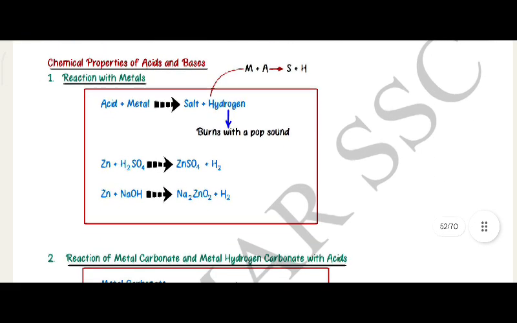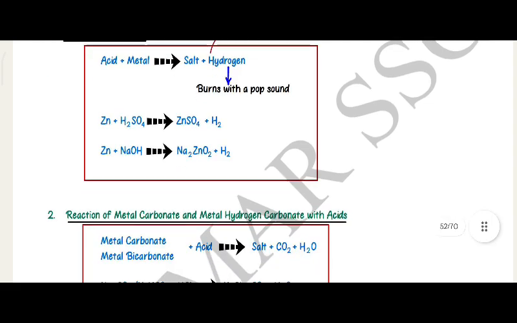Chemical properties of acids and bases. Reaction of metal: acid plus metal gives salt plus hydrogen. M plus A gives S plus H, that is, metal plus acid gives salt plus hydrogen. Hydrogen burns with a pop sound. Zinc plus sulfuric acid gives zinc sulfate plus hydrogen. Zinc plus sodium hydroxide gives sodium zincate plus hydrogen.